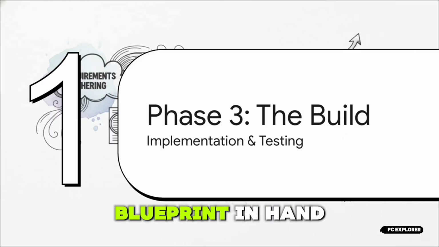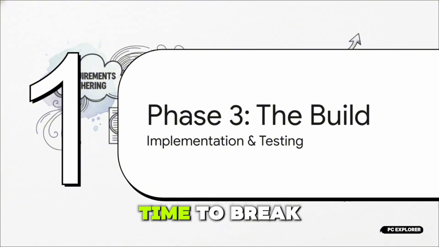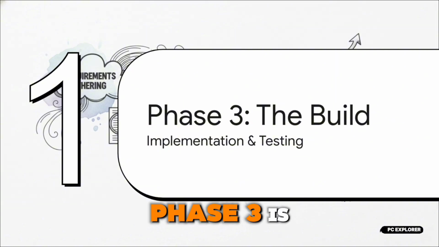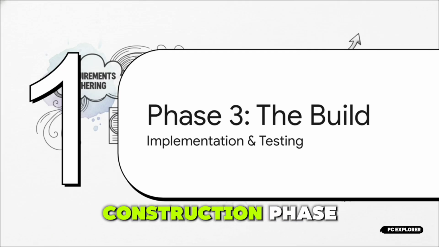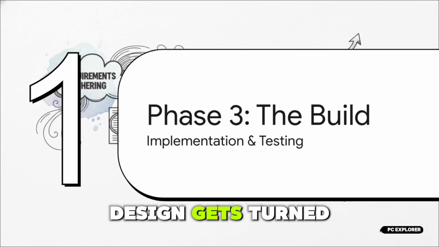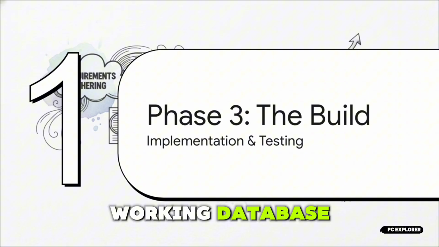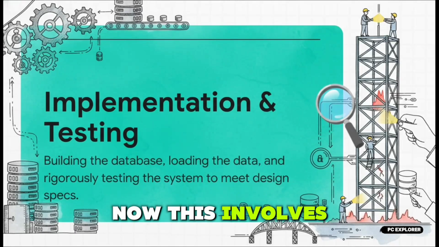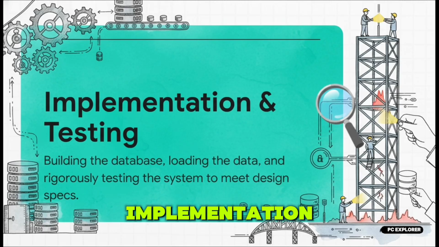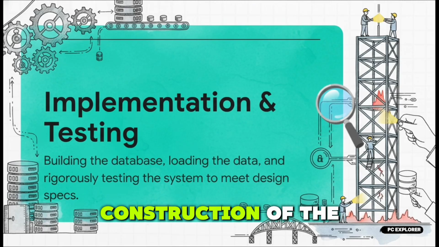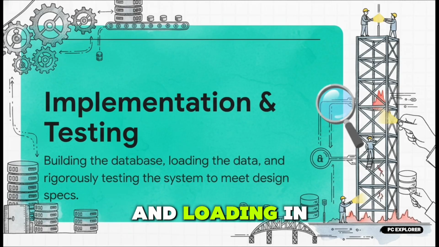With a solid blueprint in hand, it is finally time to break ground. Phase 3 is where we move from planning to doing. This is the construction phase, where that beautiful design gets turned into a functional, working database. Now, this involves 2 huge activities that run at the same time. First, you've got implementation. That's the actual construction of the database tables and loading in all the data.